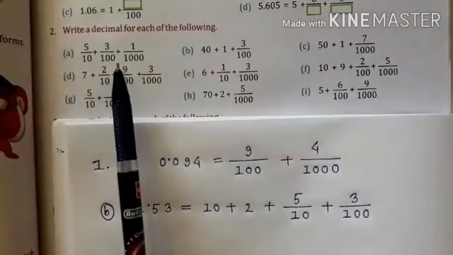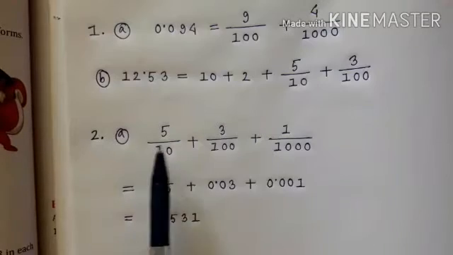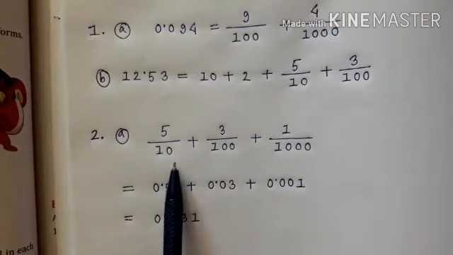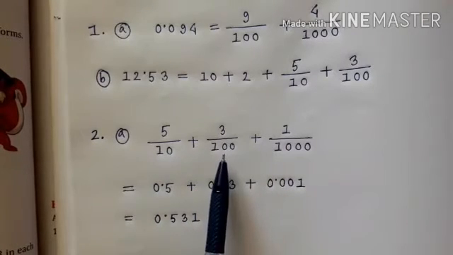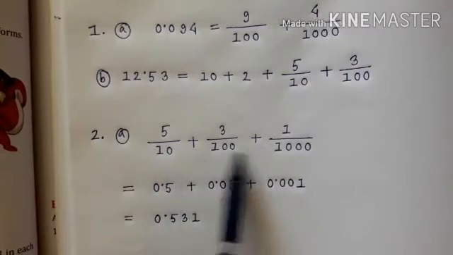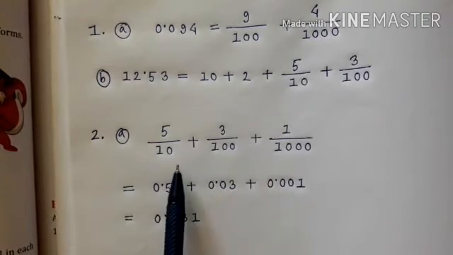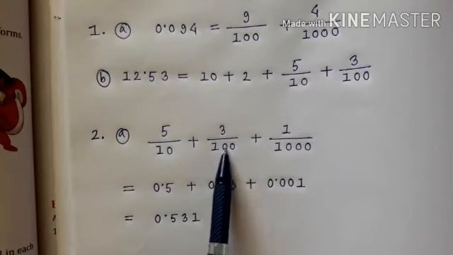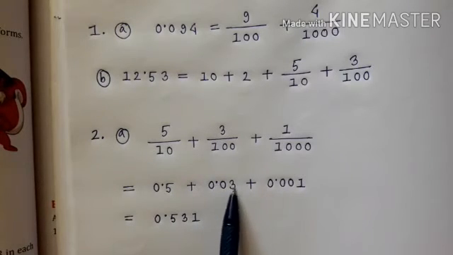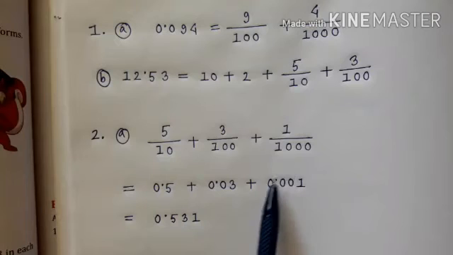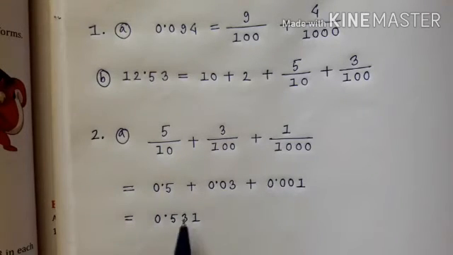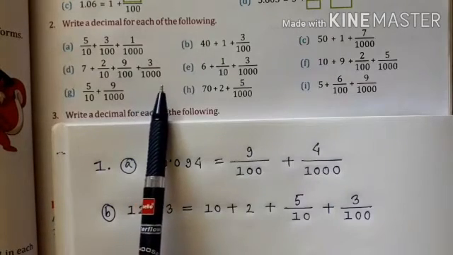Next, write the decimal for each of the following. Now look at this. We have to write here the decimal. So we have to convert these fractions into decimals. If we convert these fractions into decimals, we will get 5 by 10 equal to 0.5, 3 by 100 equal to 0.03 and 1 by 1000 equal to 0.001. Okay, and if we add this, we will get 0.531. So this is how you have to write the decimals.